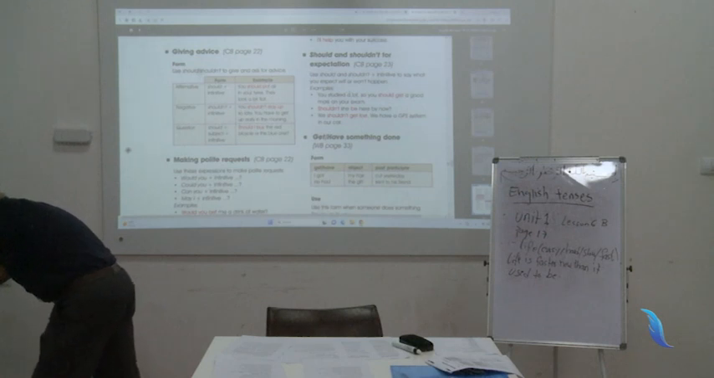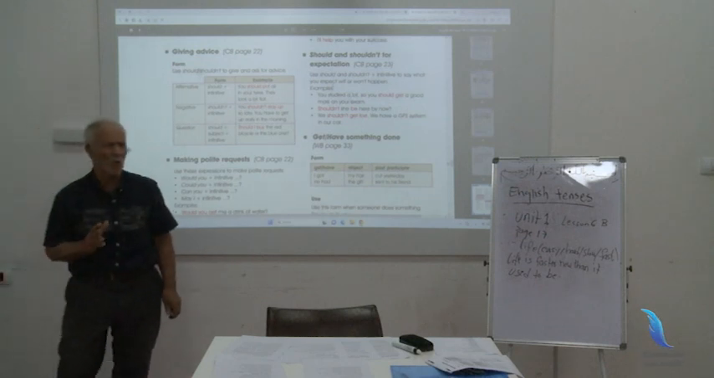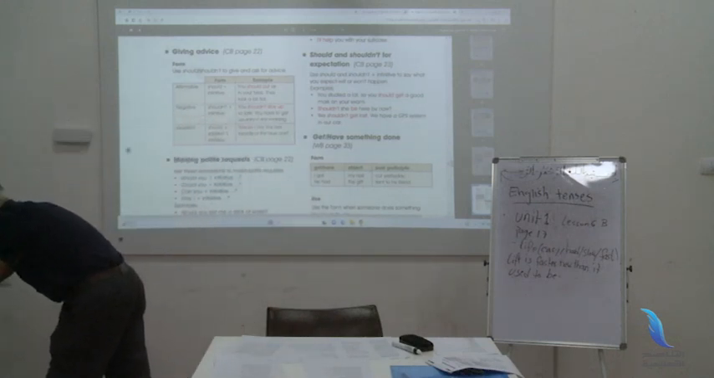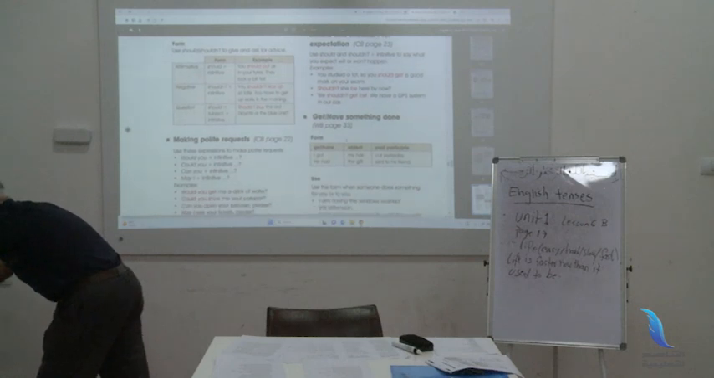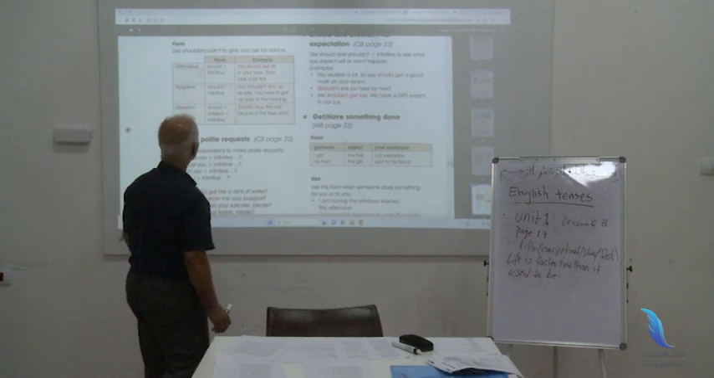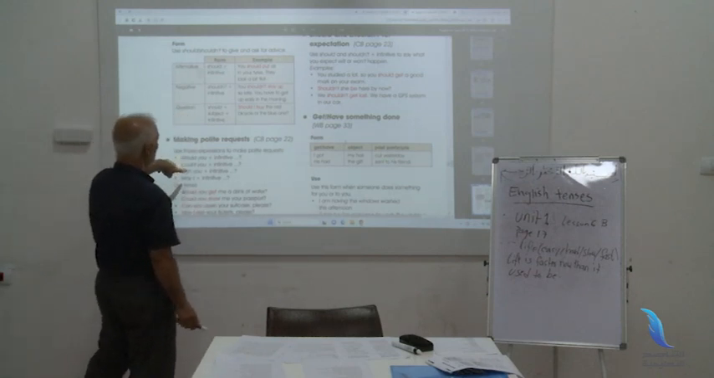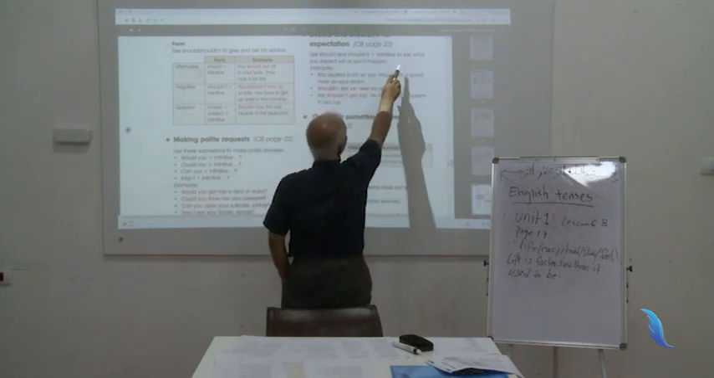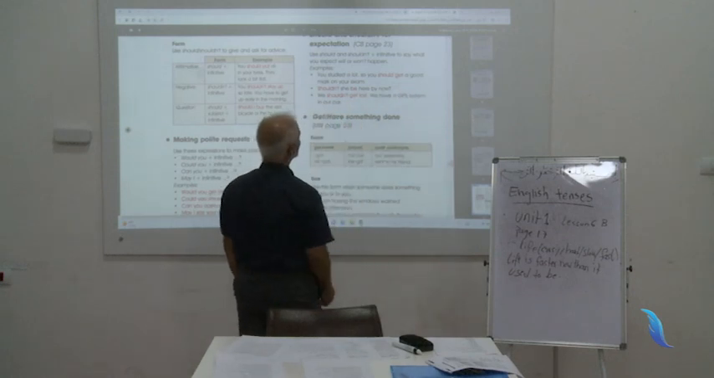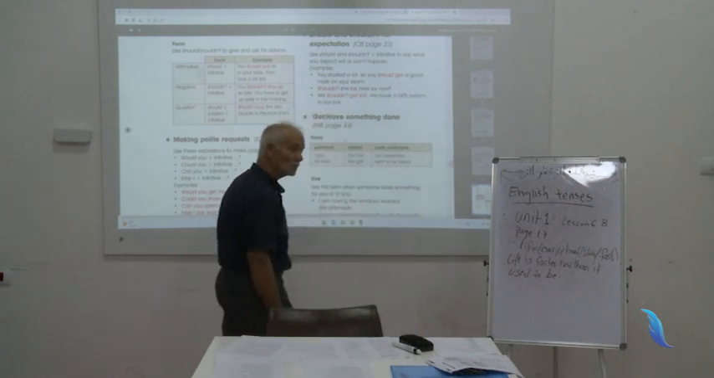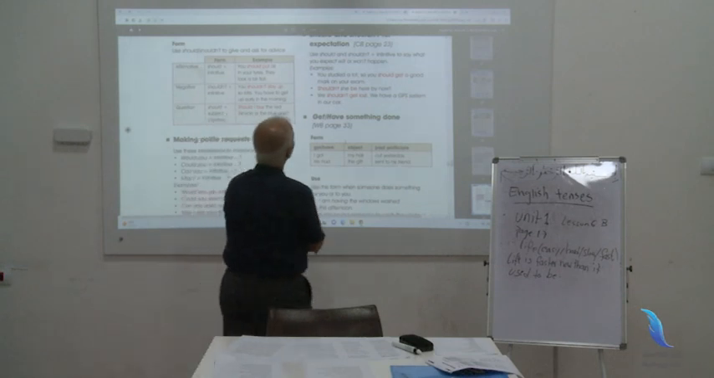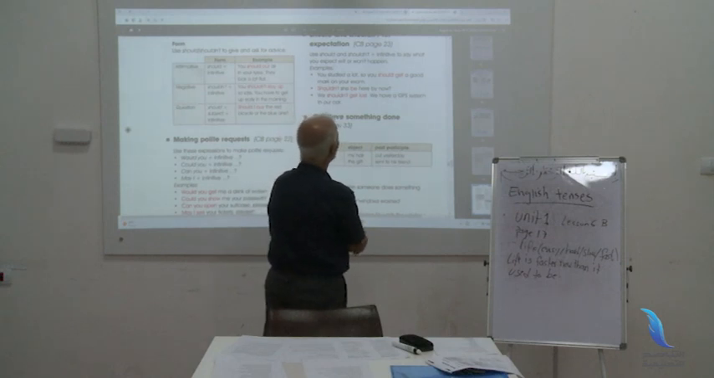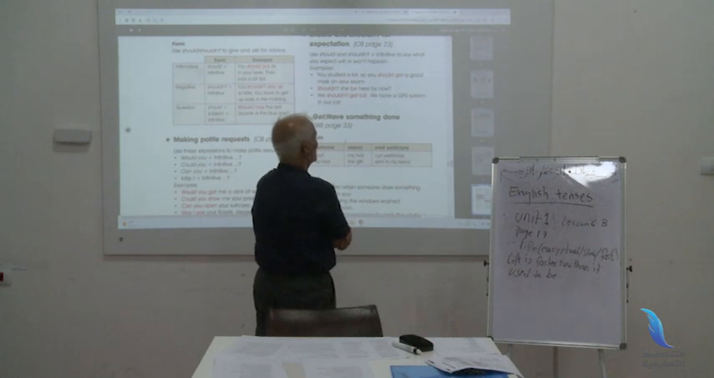Should and shouldn't for expectations. What do you expect? توقعات. What do you expect to happen? Okay. Here, for expectations, you use should and shouldn't plus infinitive to say what you expect will or won't happen. For example, you studied a lot, so you should get a good mark on your exam. So this is the result.